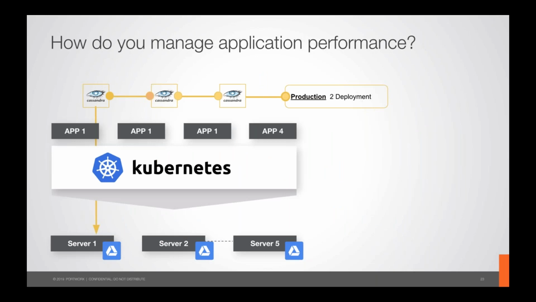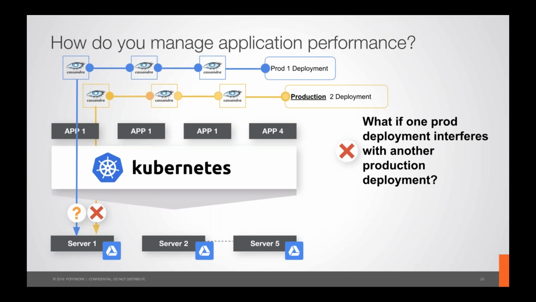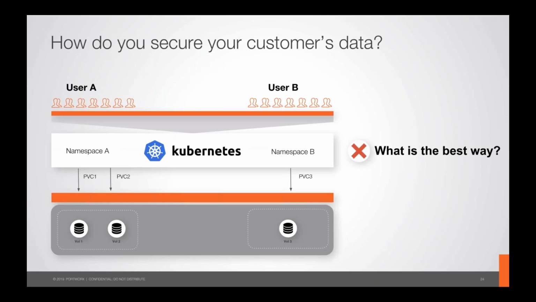How do you manage application performance where you might have multiple deployments all running on the same hosts with different SLAs? In this multi-tenant environment, if you have one with a critical SLA and one with a lower SLA, you need to make sure that the one does not impinge on the other. You need to be able to secure your customers' data between namespaces. The list goes on and on and on.